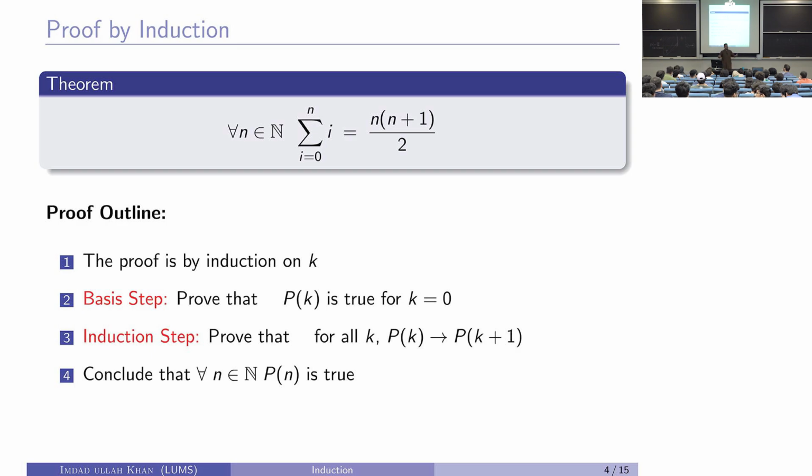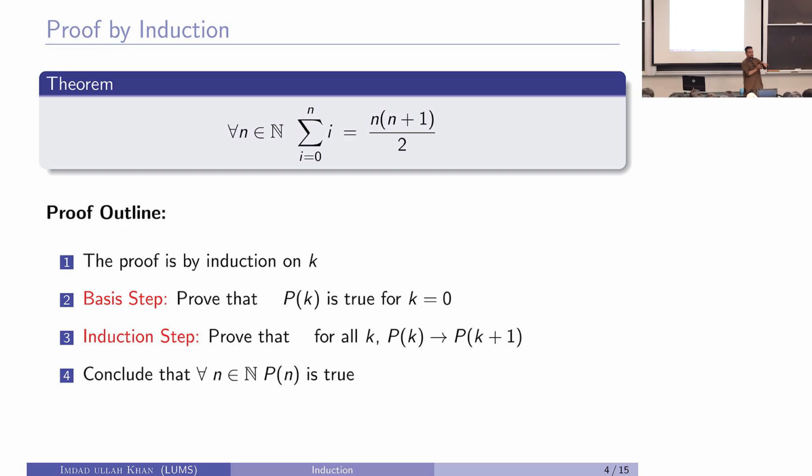The induction proof works like this. I first write a statement: the proof is by induction on some variable n. This is important to see. This is called the induction variable, and once you have a multivariable statement, it is important what you are inducting on. I will give you examples later.